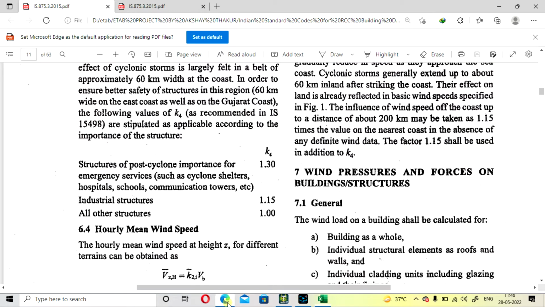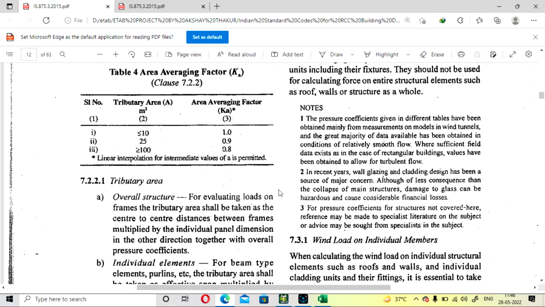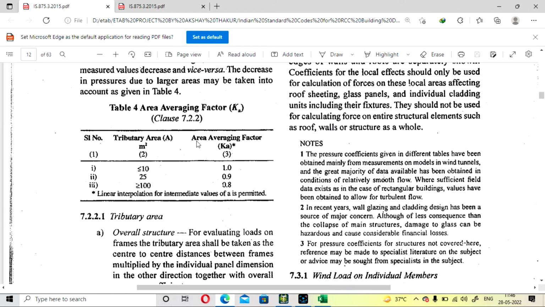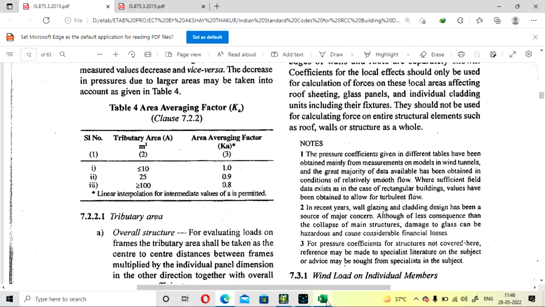So 40 will come. On page number 10, I will show you, this will be our area averaging factor calculation. So for the Ka value, this value will be needed. If your tributary area is less than or equal to 10, the area averaging factor is 1. If it is 25, 0.9, and if it is greater than 100 square meters, it is 0.8.